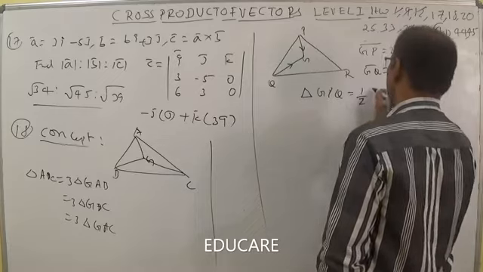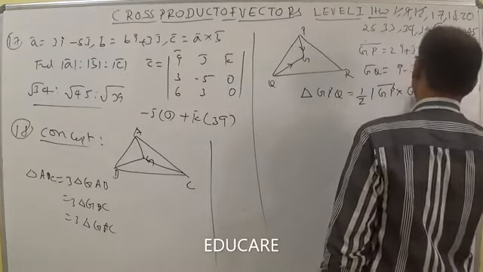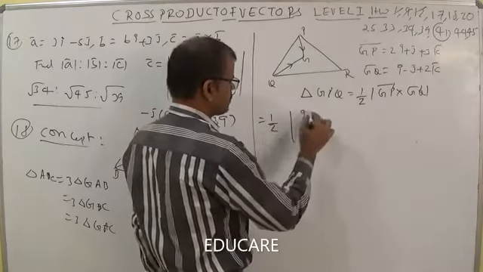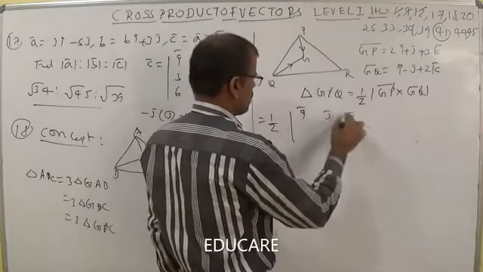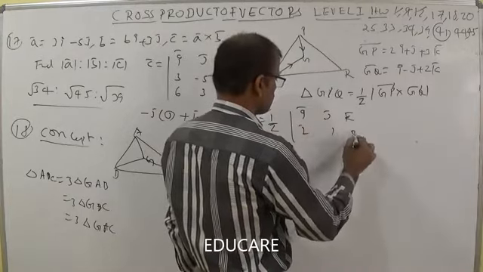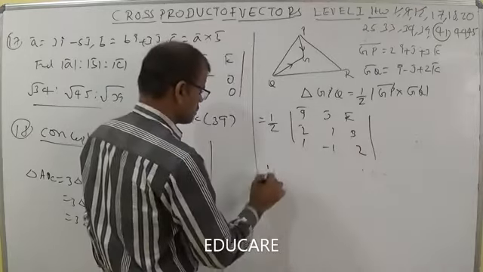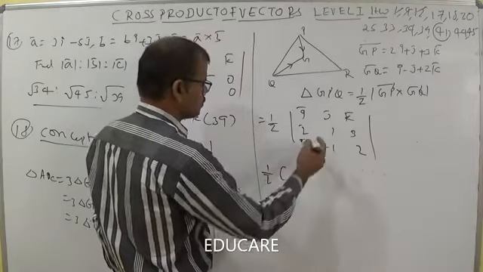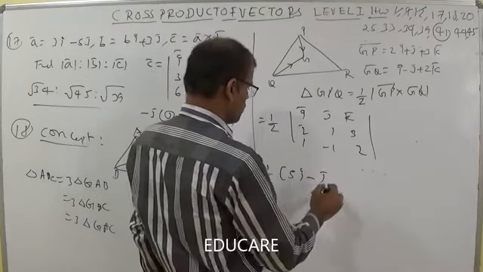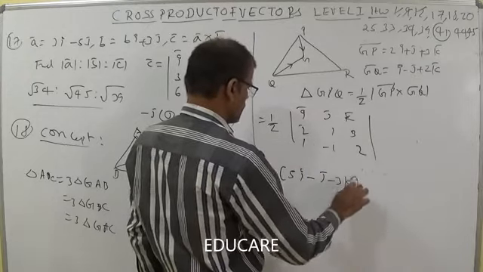Area of triangle GPQ is equal to 1 by 2 into GP cross GQ. Putting in i, j, k components, GP is (2, 1, 3) and GQ is (1, -1, 2). Now we can write, using this, 1 by 2 into (2 plus 3) that is 5i, minus j into (4 minus 3), plus k into (minus 2 minus 1), so it is minus 3k.